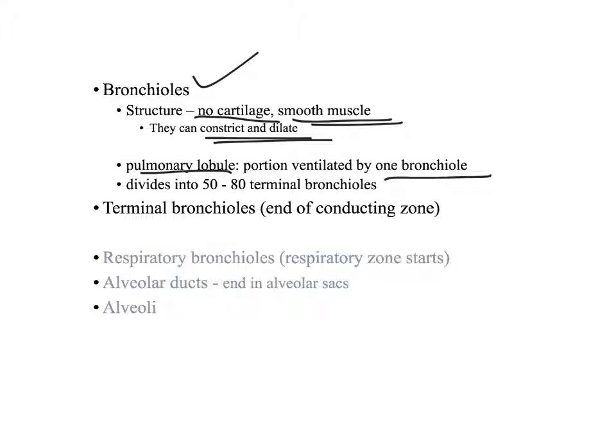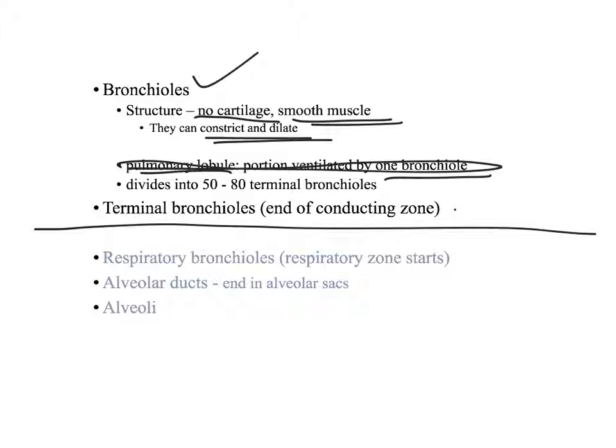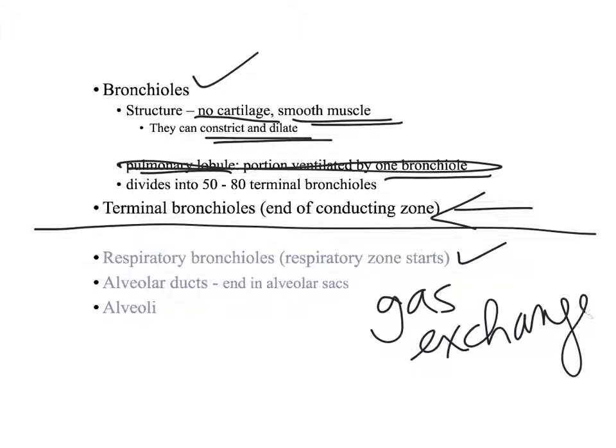Don't worry about that. Terminal bronchioles are the end of the conducting zone, and respiratory bronchioles are where gas exchange is going to take place. And that's it.